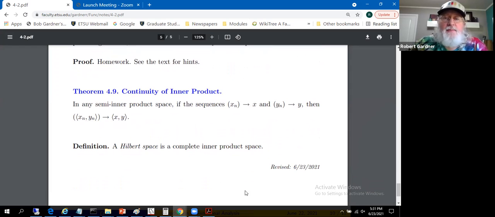All right, a final little statement, just some general results related to semi-inner products. It says in any semi-inner product space, if the x sub n's converge to x and the y sub n's converge to y, then the inner products of x sub n with y sub n converge to the inner product of x with y. Not surprising. What does this convergence mean? Well, the semi-inner product induces a semi-norm, and we mean convergence with respect to that semi-norm. What about over here? These are just complex numbers, so we mean convergence in the field of complex numbers.